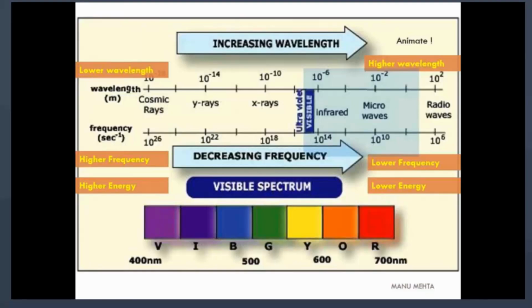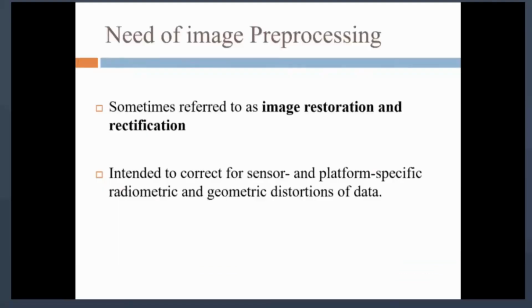All right. So with this, there is a need of image pre-processing of remote sensing images. Sometimes we call it restoration of images, and when we talk about geometric corrections, then we require a rectification process also. So we'll discuss each one of these one by one in the due course of the session today. And we require to correct for sensor and platform specific distortions of the data.